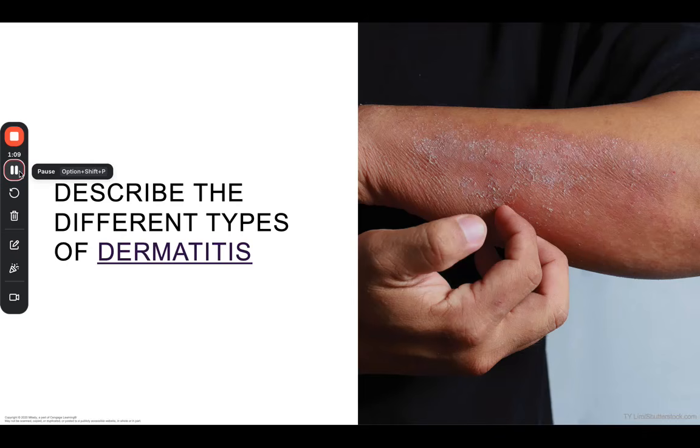All right, so objective number 9, dermatitis. Describe the different types of dermatitis. So what dermatitis is, and do add this to your notes, it is a generalized term to refer to an inflammatory condition of the skin. So dermatitis is nothing but a skin inflammation. Various forms include lesions such as eczema, vesicles, or papules. Dermatitis has many forms, and symptoms of one form can be confused with symptoms of another.